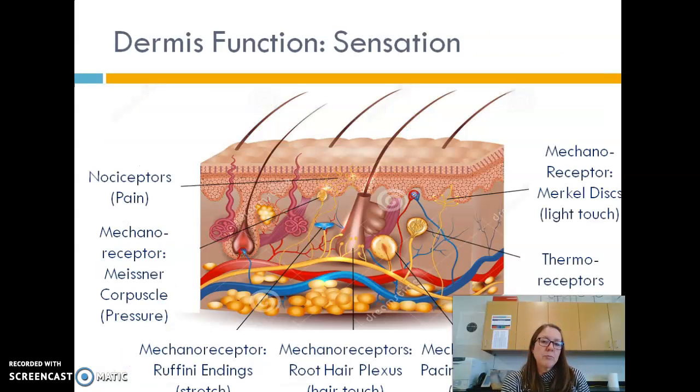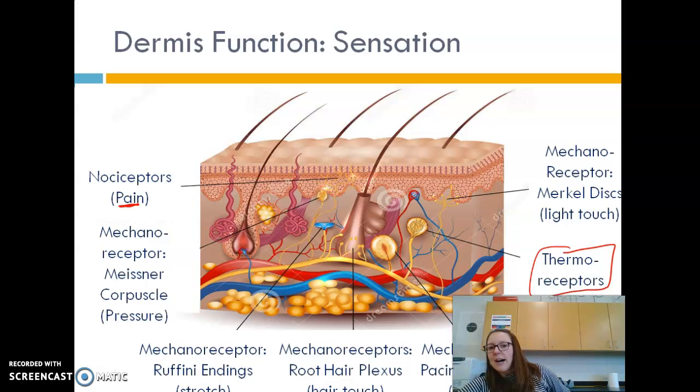The other function of the dermis is sensation, your sense of touch. If you look at this picture, you'll notice that there are lots of different kinds of receptors, but I'm going to highlight the key categories that are important to note. The first one, on the left of your screen, is nociceptors. These are receptors that detect pain. Then I'm going to jump over to the other side of your screen, the thermoreceptors, and that should make some sense: they detect temperature, hot or cold sensations within the dermis.